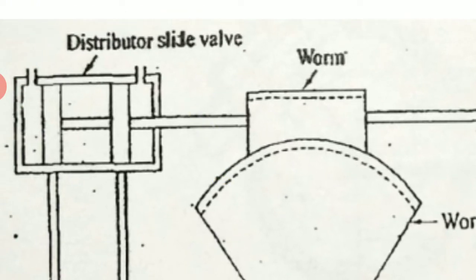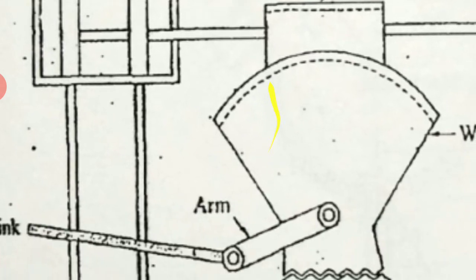Then the worm, like a screw in a nut, will be displaced together with the distributor sidewall. This axial movement will admit compressed air or oil into the booster.